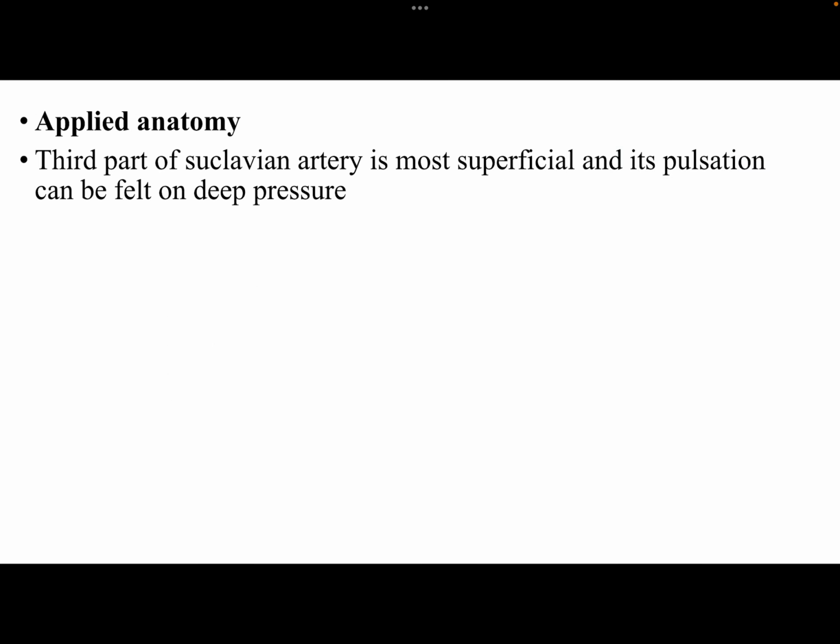The applied anatomy. The third part of the subclavian artery is most superficial and its pulsation can be felt on deep pressure.